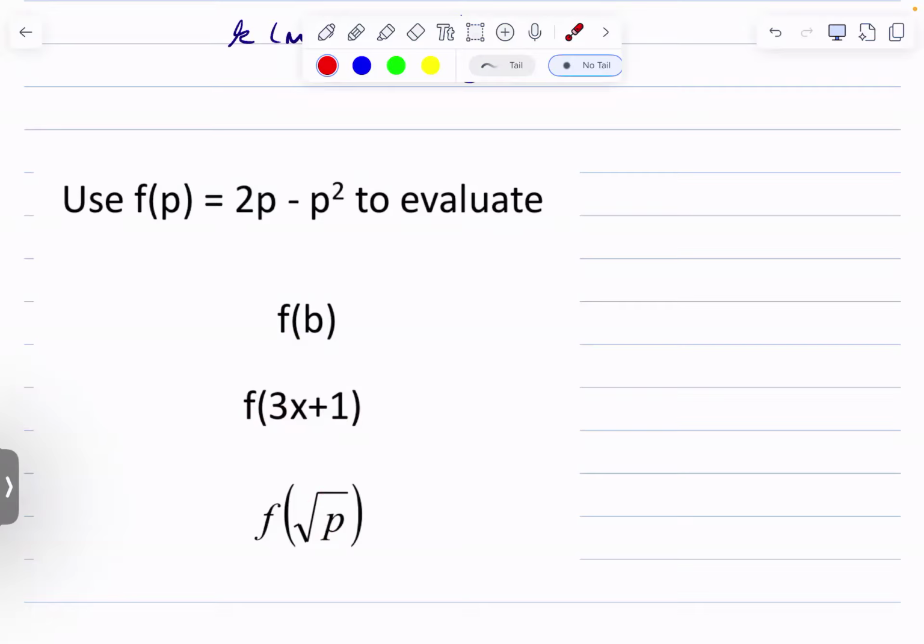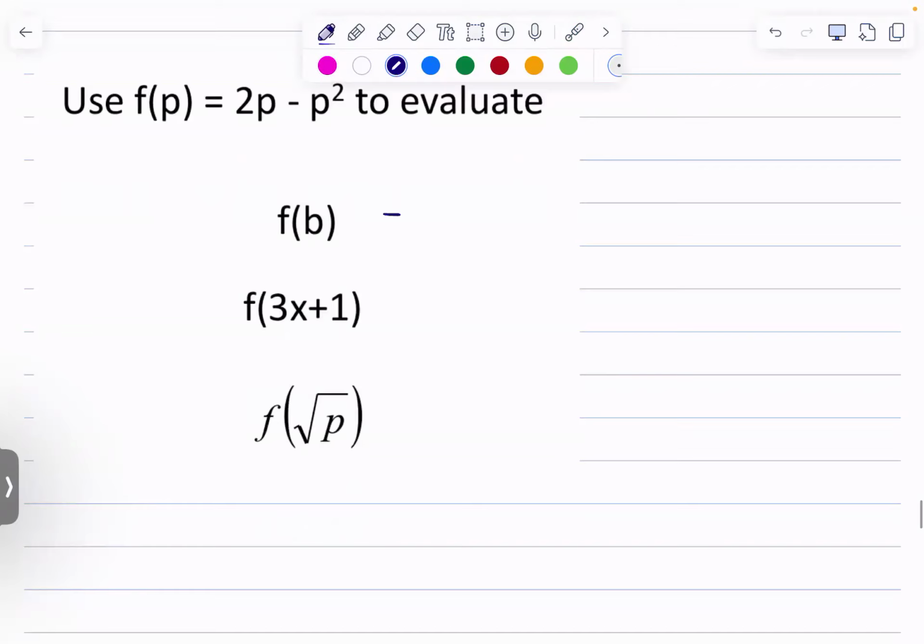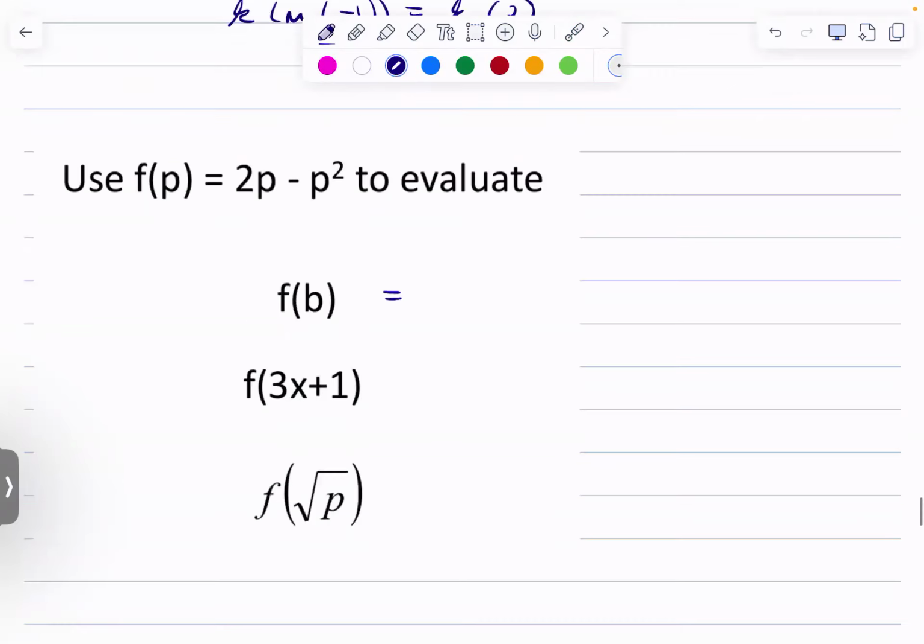Now we've already kind of done this, right? When we used f of a plus h, right? We put in a plus h as one thing using brackets, right? And so it's the same thing. F of b, well, that's easy enough. Wherever I see a p, I replace it with a b, and that's it. I get 2b minus b squared.